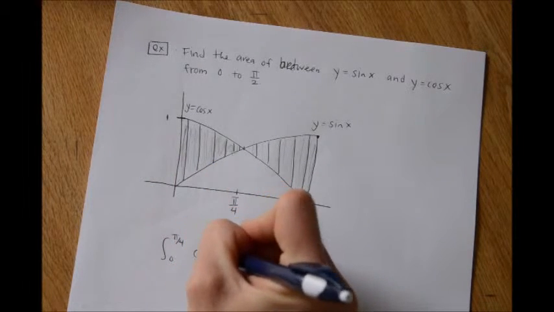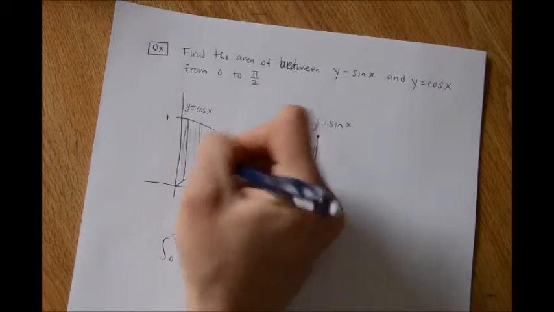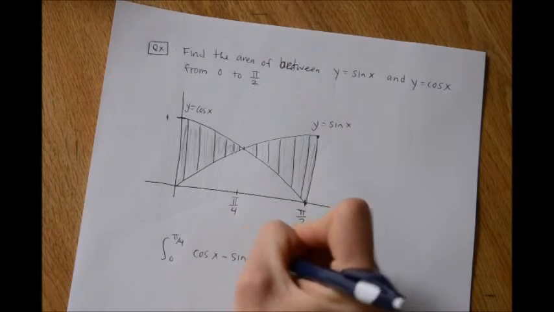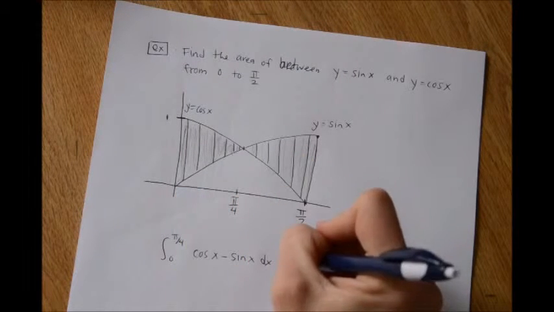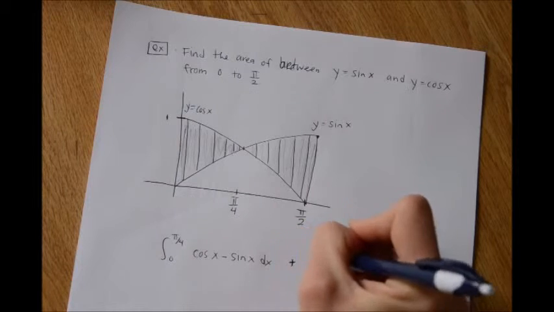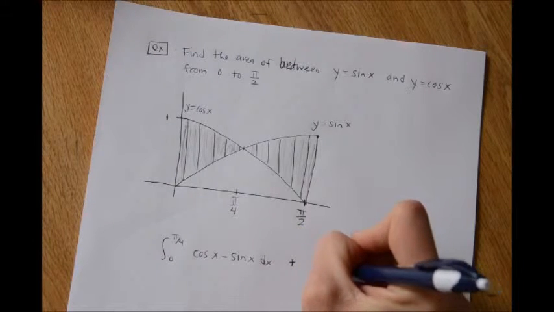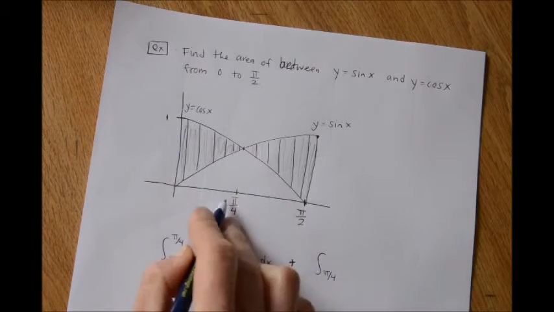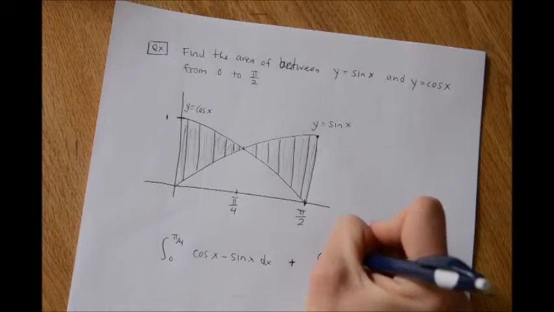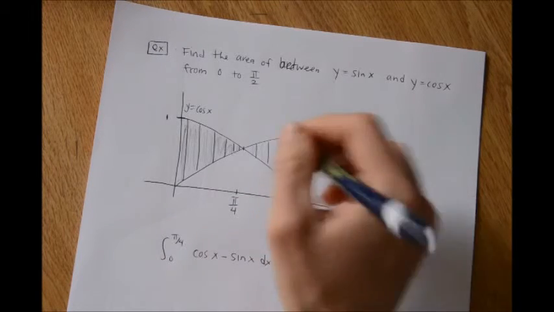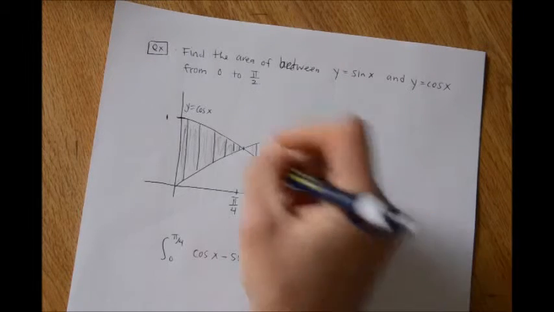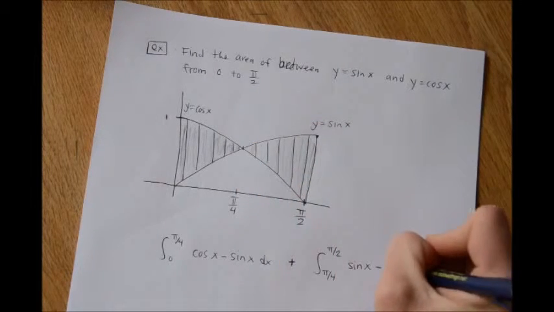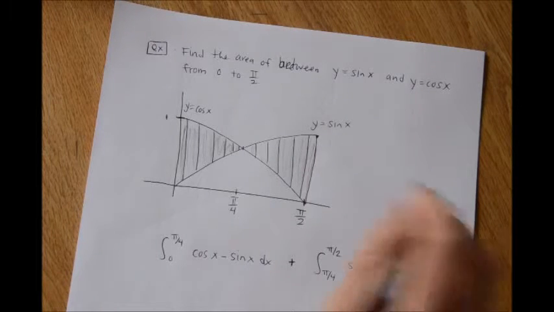So we'll have cosine of x minus sine of x. And then we want to add to that because now we also want to know the area between the two on this side. So we're going to also add to that the integral from pi fourths to pi halves. And this time, the sine curve is on top. So sine of x, and we're going to subtract from that the bottom curve, which is cosine of x dx.